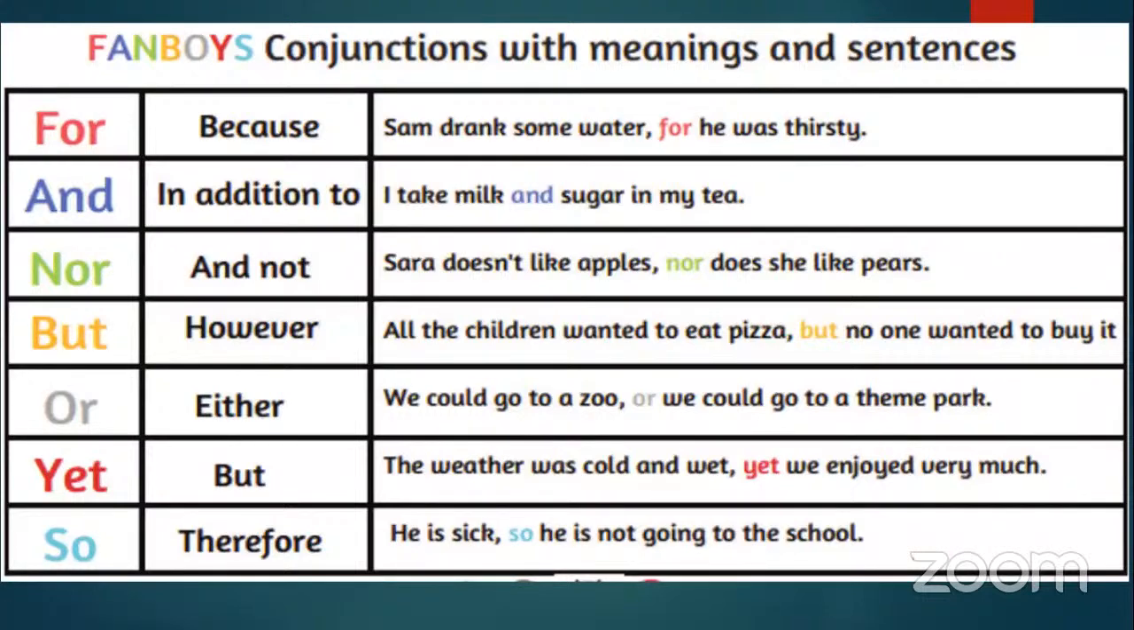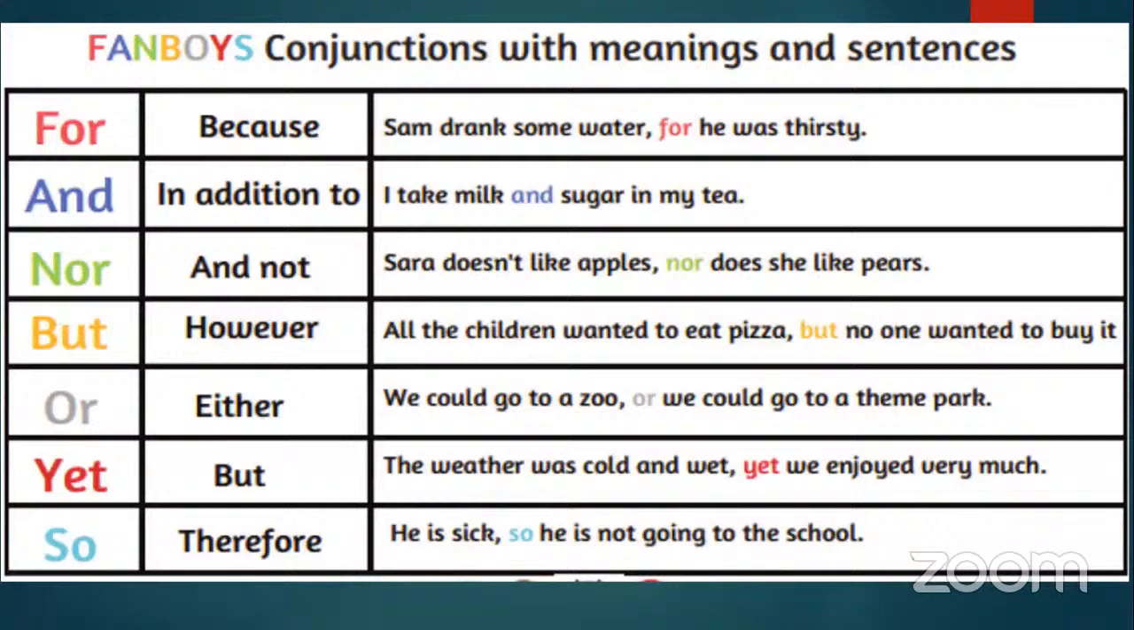For example, let's see another example. Let's say "but," which means however. It has the same meaning as however. As the example is, all the children want to eat pizza. This is an independent clause. We can use it alone. And the other independent clause is no one wants to buy it. So it's also independent. There is a subject, verb, and complete idea for each one.